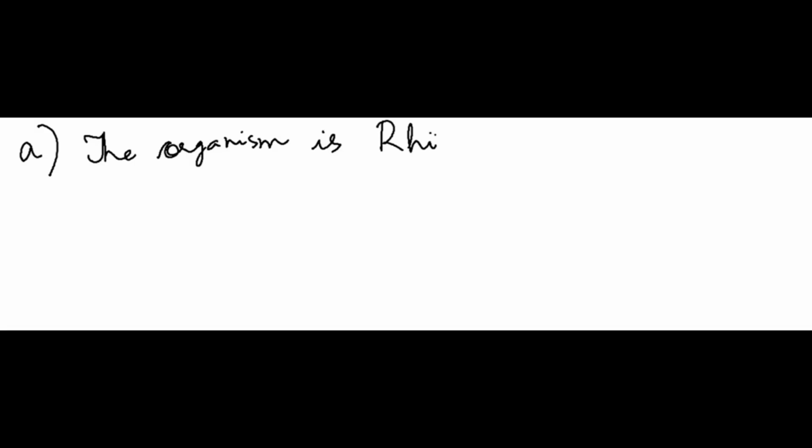The organism is Rhizopus, and it belongs to kingdom fungi. It's also commonly called bread mold, as it grows on moist bread. That's why. Now the B part of the question is: name its vegetative and reproductive parts.